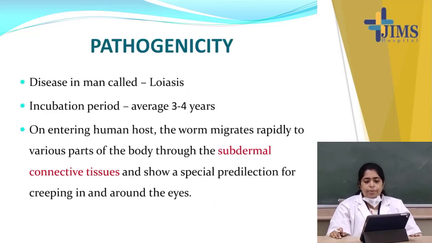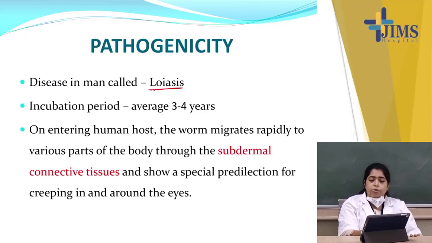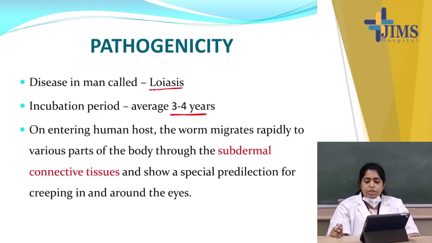Now talking about pathogenicity, the disease in man is called loiasis. The incubation period is on average 3 to 4 years. It is a huge time period, 3 to 4 years. On entering the human host, the worms migrate rapidly to various parts of the body through the subdermal connective tissues and show a special predilection for creeping in and around the eyes.